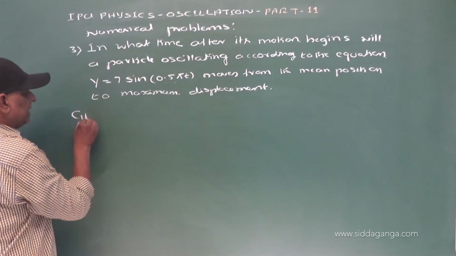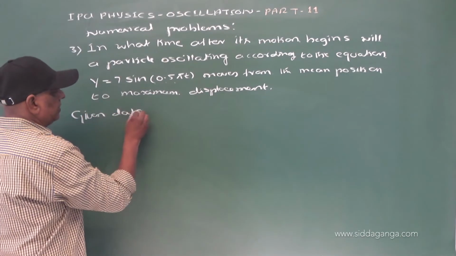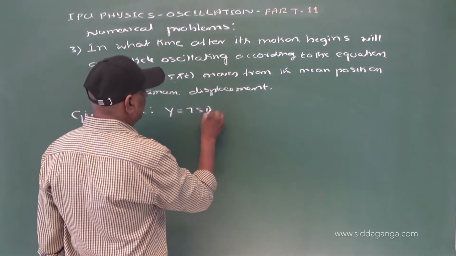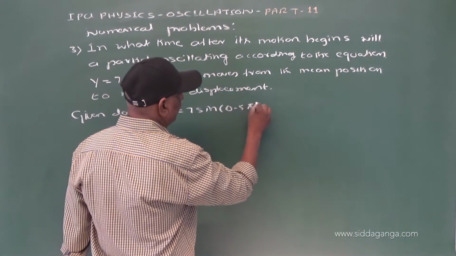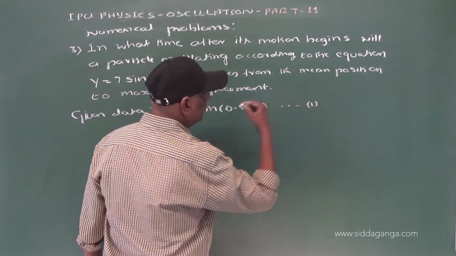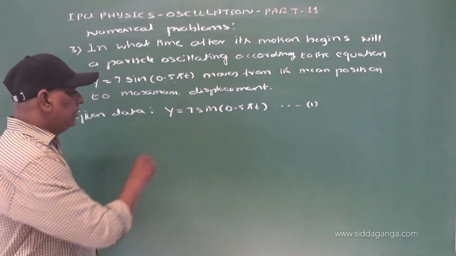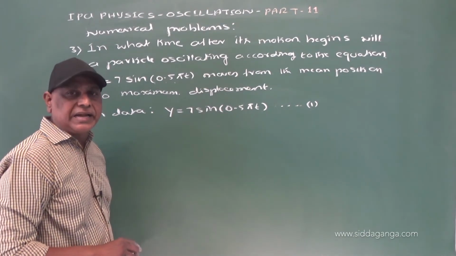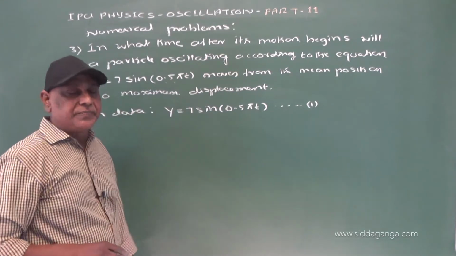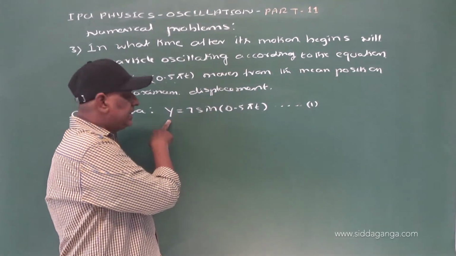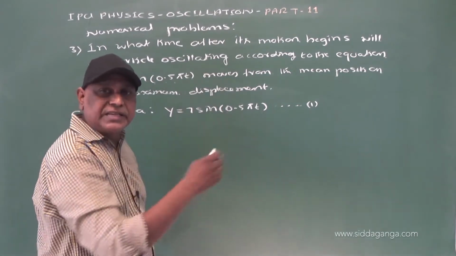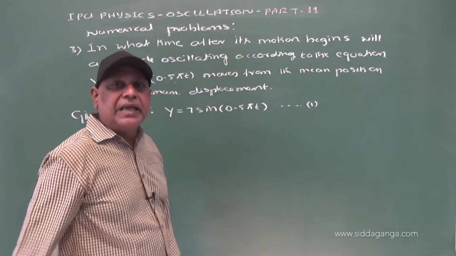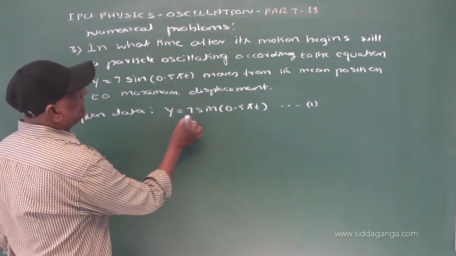Now here, given data, we have that equation: y is equal to 7 sin 0.5 pi t. Let us take it as equation 1. In problem number 1, units were mentioned, x in millimeter, t in second. Here units are not mentioned. Generally y is displacement, in SI system meter, and time t again in second. Now this is the given equation.